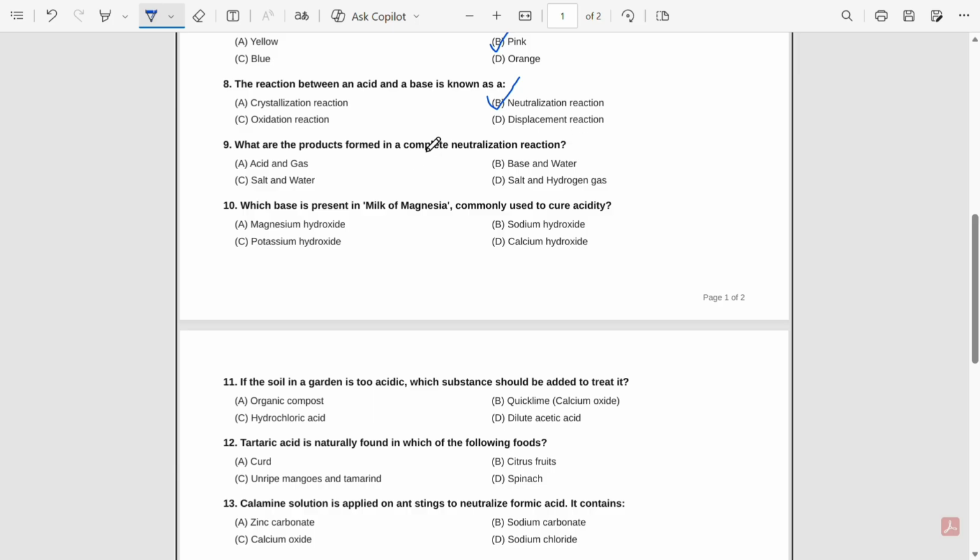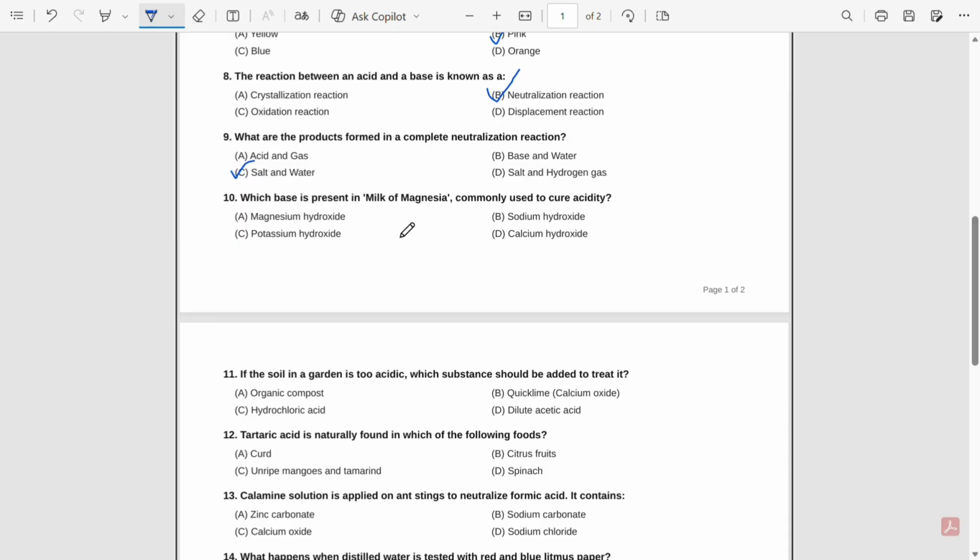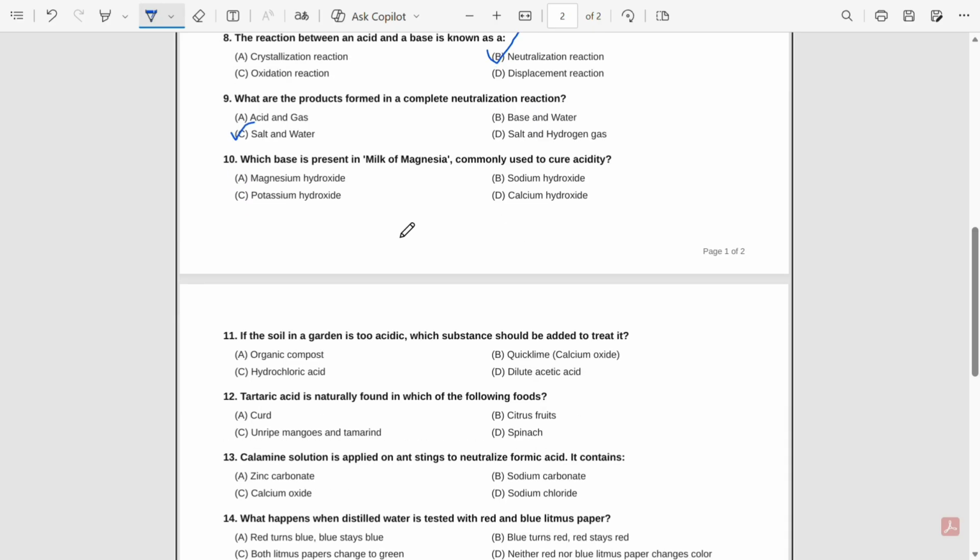So you know well the products formed during this complete neutralization reaction. Just guess these products. What is that? Salt and water. Salt and water, of course. Next, go for the 10th question.